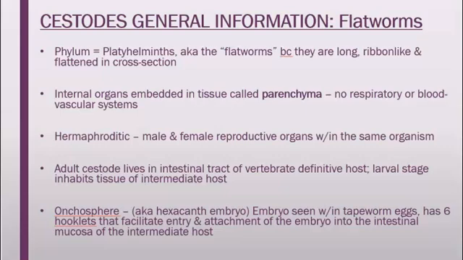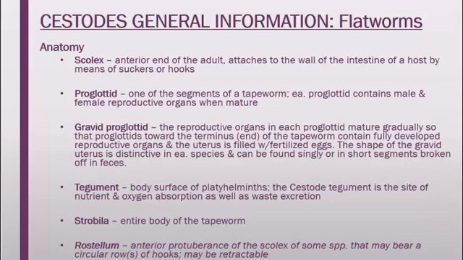The oncosphere, which is a tapeworm embryo, can be seen within the tapeworm eggs, and it has 6 hooklets that facilitate entry and attachment of the embryo into the intestinal mucosa of the intermediate host. The oncosphere can also be referred to as the hexacanth. Hex meaning 6, referring to those 6 hooks or hooklets that are there and available for attachment. And a little bit later on in the PowerPoint, you'll be able to see an image to see exactly what those hooklets look like. Now let's just go over some general anatomy for our cestodes or our flatworms.